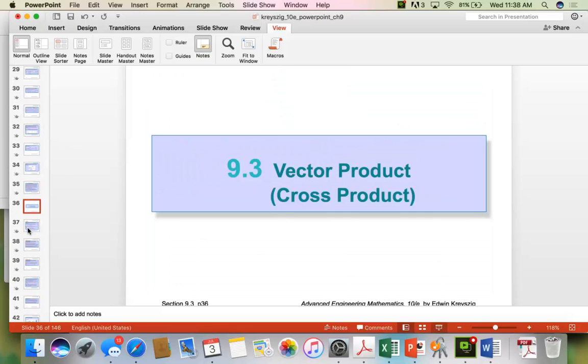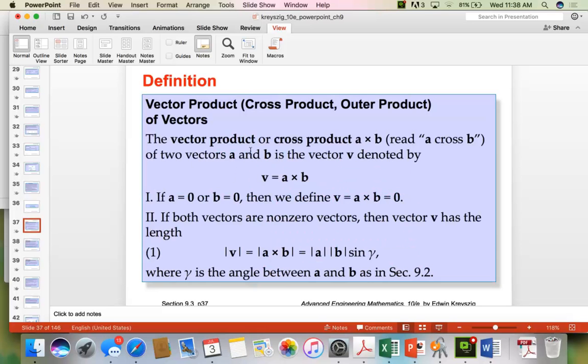The other kind of product is the cross product. The cross product is known as the outer product. So the vector product A cross B is basically the magnitude of A times the magnitude of B times the sine of the angle between them. In this case, it's pretty obvious that orthogonal vectors will not have a zero cross product. They'll have a zero dot product.